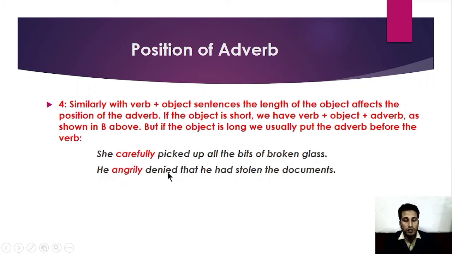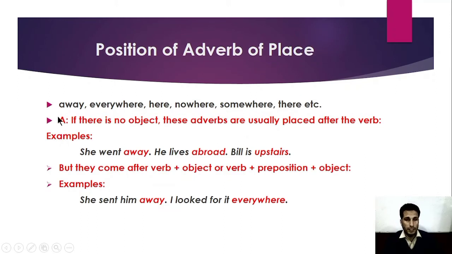He angrily denied that he had stolen the documents. So he had stolen the documents is a clause and it is the object of the sentence. So that is why angrily, the adverb, is placed before the verb. Position of adverbs of place: away, everywhere, here, nowhere, somewhere, there, etc. So where can we put them? If there is no object, these adverbs are usually placed after the verb. So if there is a verb without any object, we place the adverb after the verb. She went away. Away is the adverb and went is the verb.